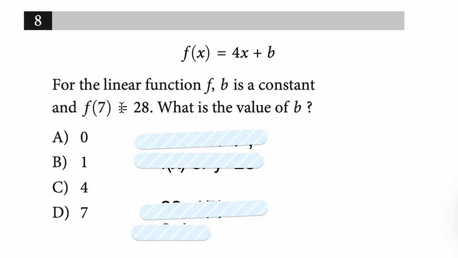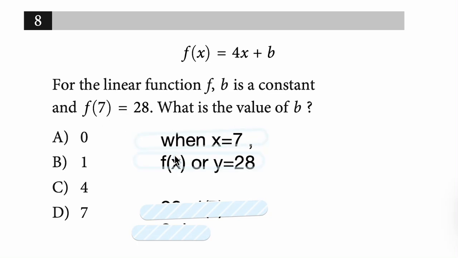If I see this particular f(7) = 28, I must figure out within a second that input is 7 and output is 28. That means when x is 7, y is 28, right? So we have to just plug the values and b will be the variable here. Let's see the first part. When x is equal to 7, this is the input. f(x) is equal to 28 or y is equal to 28.